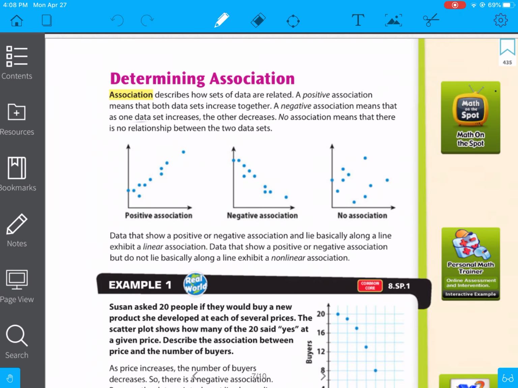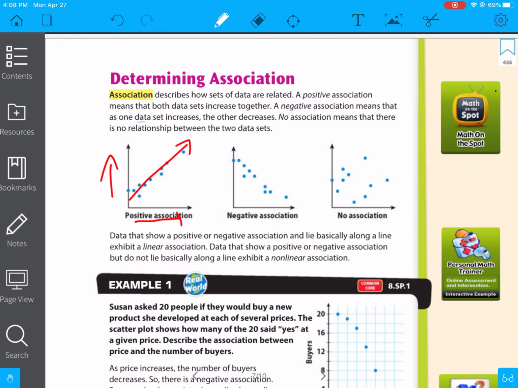All right, so now we're going to talk about association. So association describes how sets of data are related. And there's 3 different ways it can be associated. We have a positive, which is when both data sets increase. So as this one's going up, this is going up, so that is a positive association.